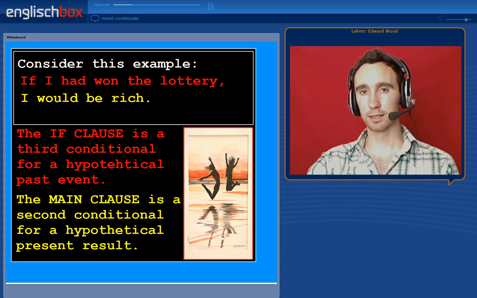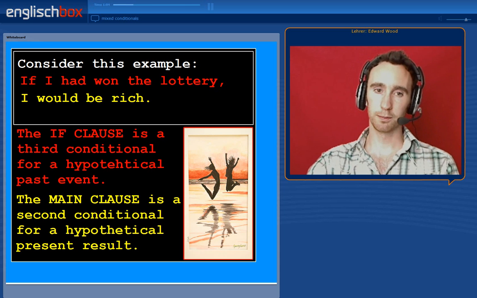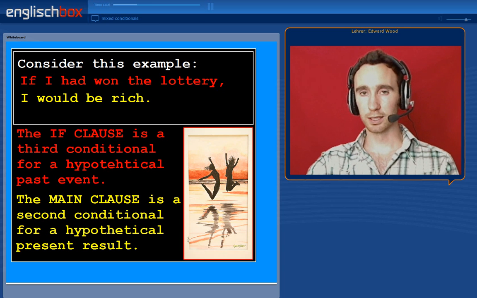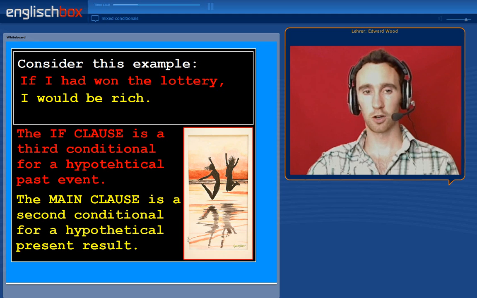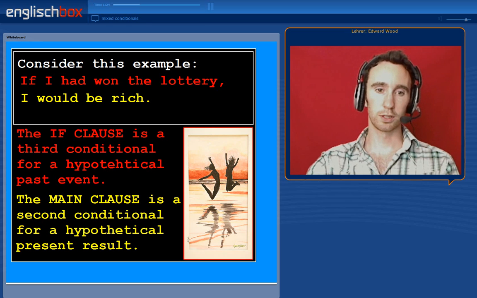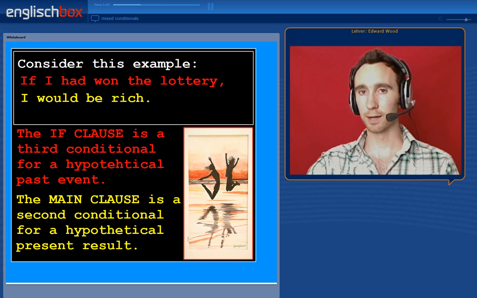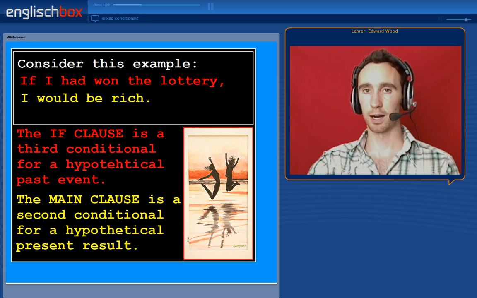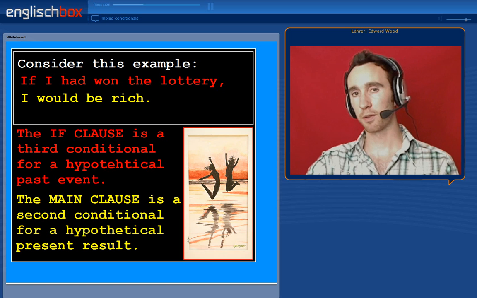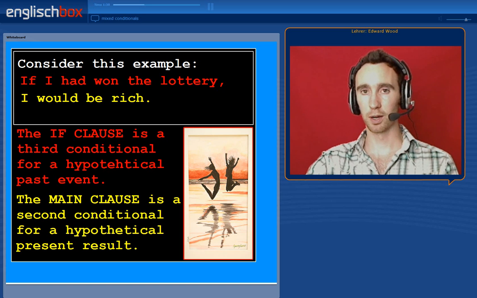Well, let's consider this example. If I had won the lottery, I would be rich. Here we have the if clause, the first part of the sentence before the comma, in the third conditional form, and the main clause in yellow, the second part of the sentence after the comma, in the second conditional form. So the if clause is a third conditional for a hypothetical past event. It refers to something that happened in the past. And the main clause is a second conditional for a hypothetical present event. So this would be true in the present moment.